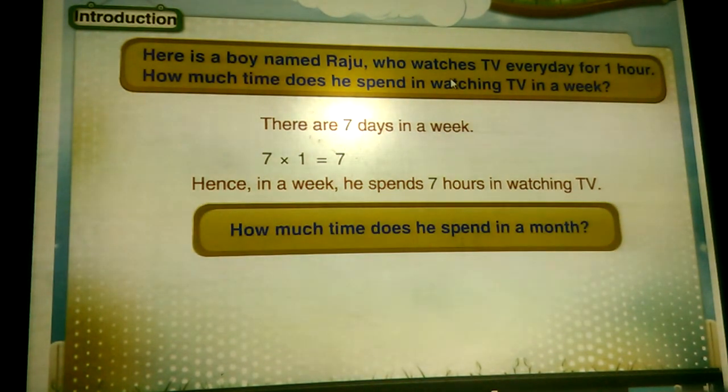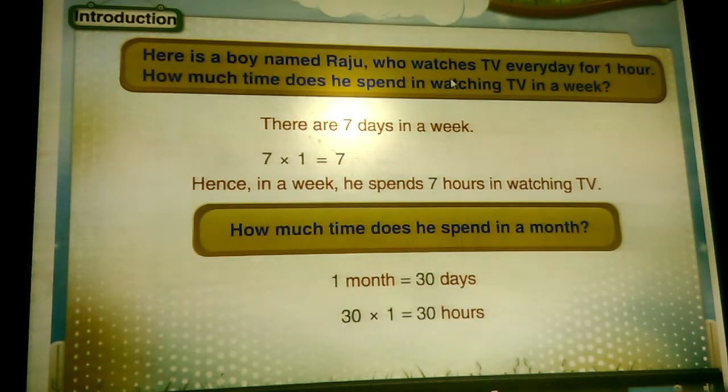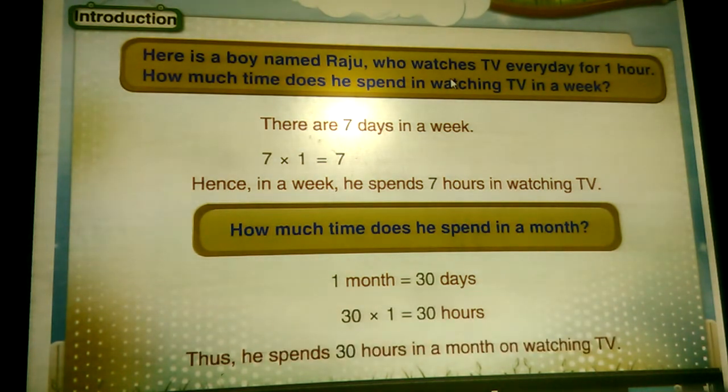How much time does he spend in a month? We know 1 month is equal to 30 days. The time spent on watching TV every day is 1 hour. So, multiplying 30 by 1, we get 30 hours. Thus, he spends 30 hours in a month on watching TV.